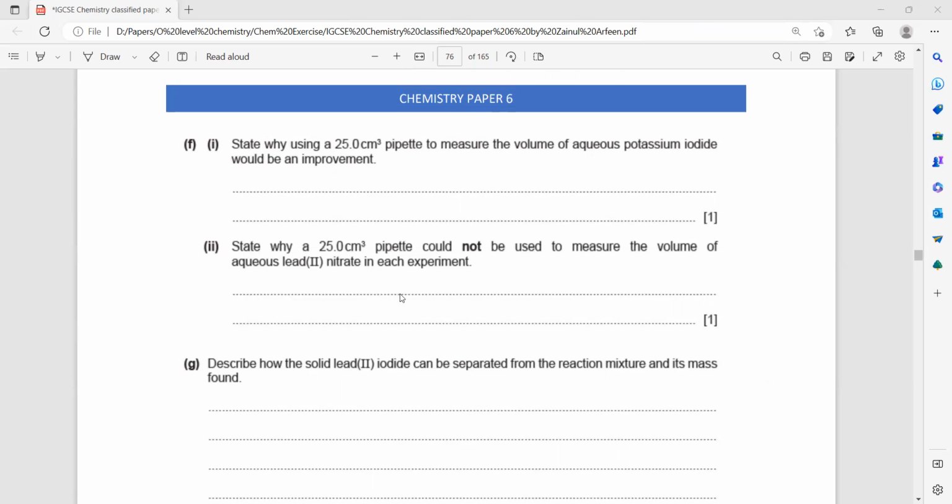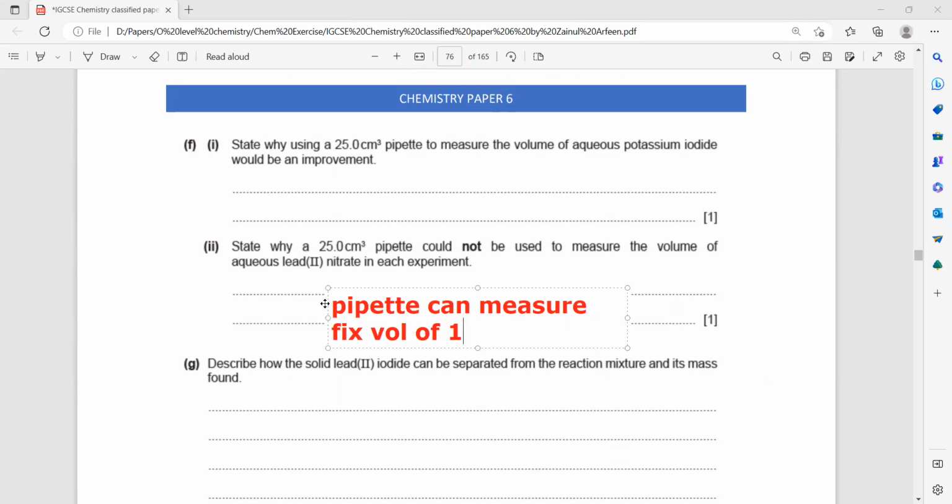The answer for this one: the pipette can measure a fixed volume. It cannot measure 16 cm cube or 39 cm cube. Why not say only 25 cm cube? It's the same thing if you mention 25 cm cube or a fixed volume, but I just specify that it's a 25 cm cube pipette. Even if you mention a fixed volume, it's correct.